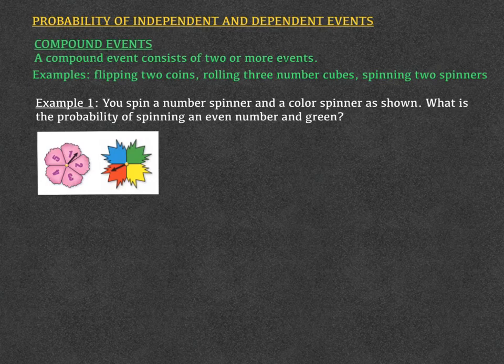You spin a number spinner and a color spinner as shown. What is the probability of spinning an even number and green? When you spin the number spinner, you get numbers between 1 to 5. When you spin the color spinner, you get 4 possible colors: red, blue, green, and yellow. To find the probability, we can first take a look at the possible outcomes. Using the fundamental counting principle, we know that the total number of possible outcomes is 5 times 4, and that gives us 20 possible outcomes.